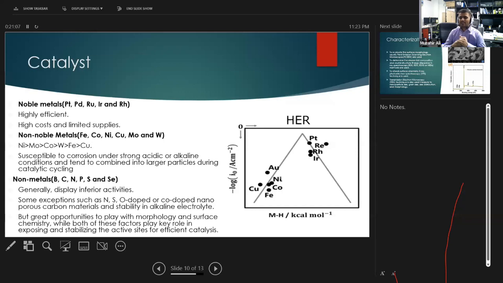Because of these problems, research has gone toward the non-metals, which include boron, carbon, nitrogen, phosphorus, and sulfur. Because of the stability issues, people are focusing on the non-metals, but these non-metals generally do not show good catalytic property toward HER. But there are some exceptions: if we dope nitrogen, oxygen, or sulfur into the carbon, or if we create a porous structure of the carbon, then it shows a good performance toward the HER. But alone, they do not show good properties.